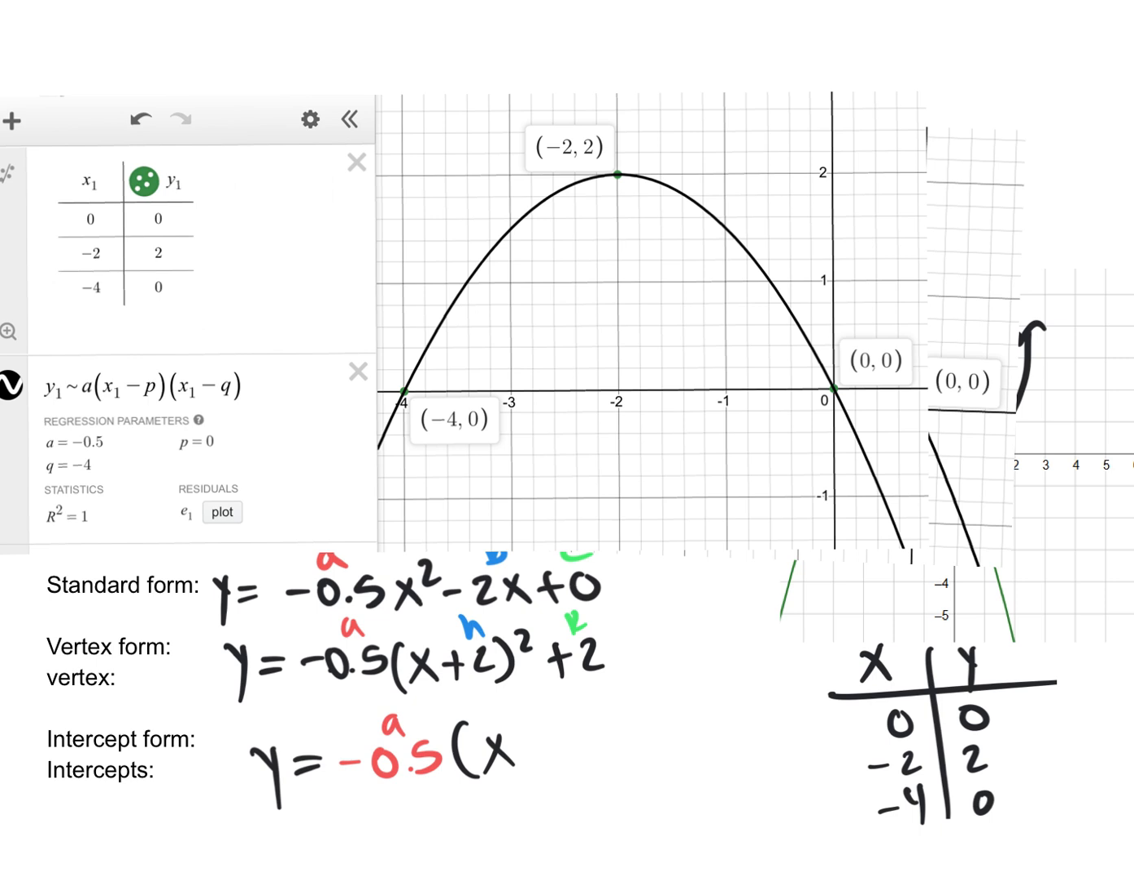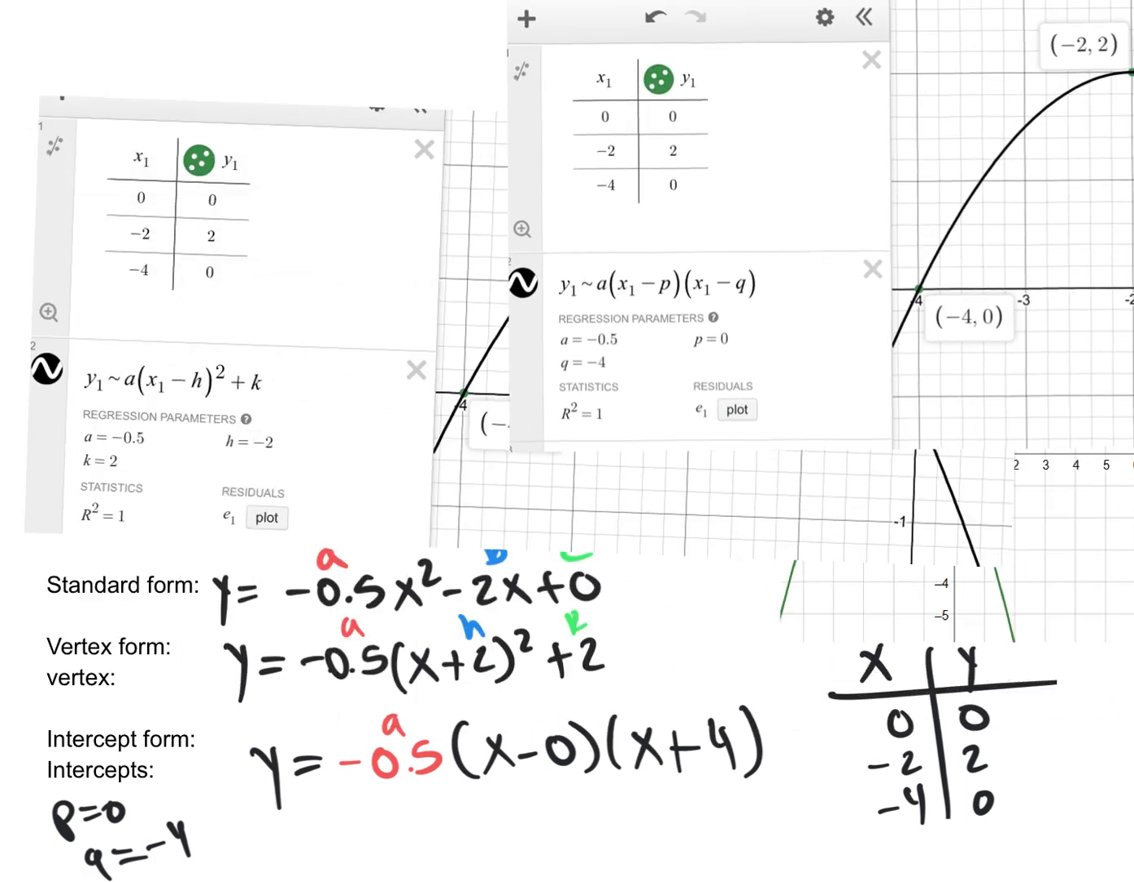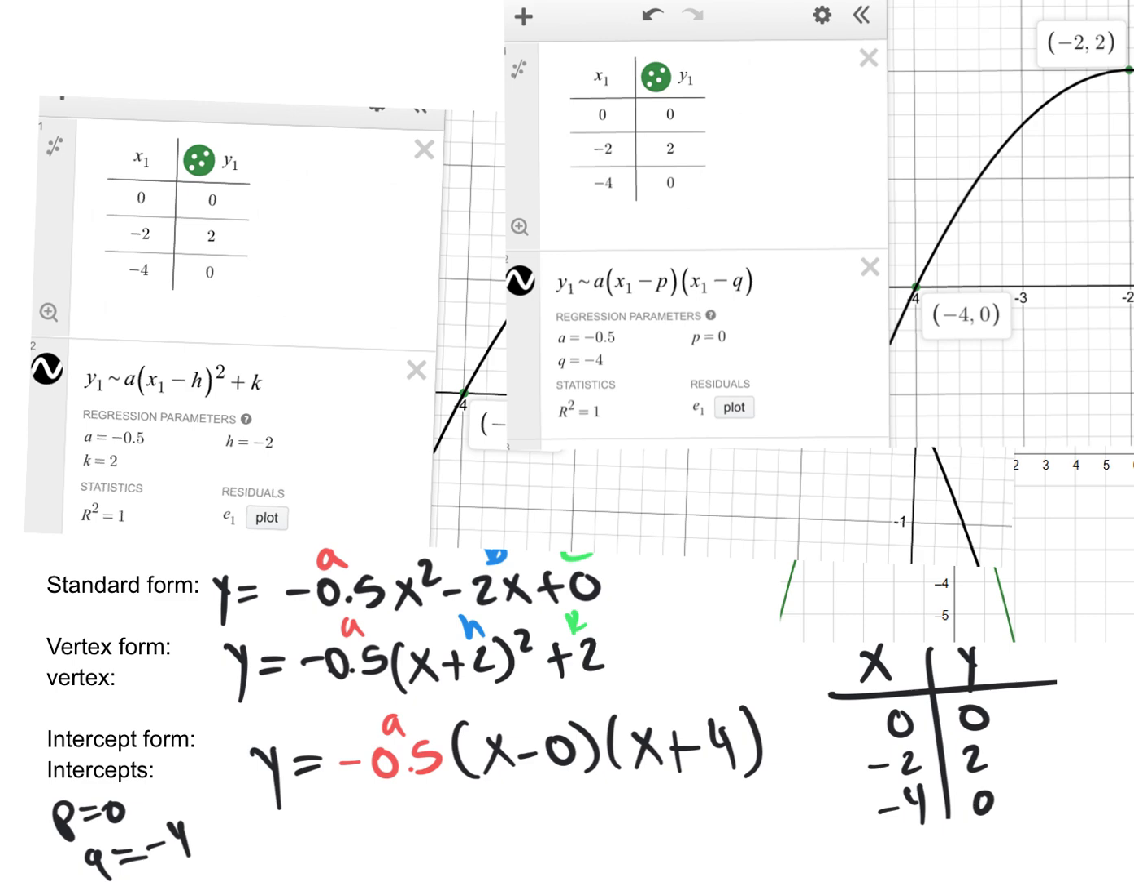That's still my a value. And then I have x minus p. P is 0. And x minus q. So minus and negative makes a positive. So we have something like that. The x-intercepts are p's and q's. So my x-intercepts are 0 and -4. And then for my vertex, on vertex form, I use my h and k. So I'm going to move this out. H was -2 and k was +2.